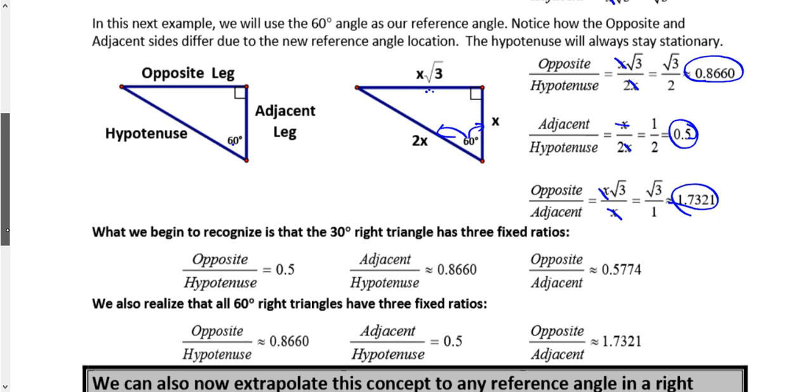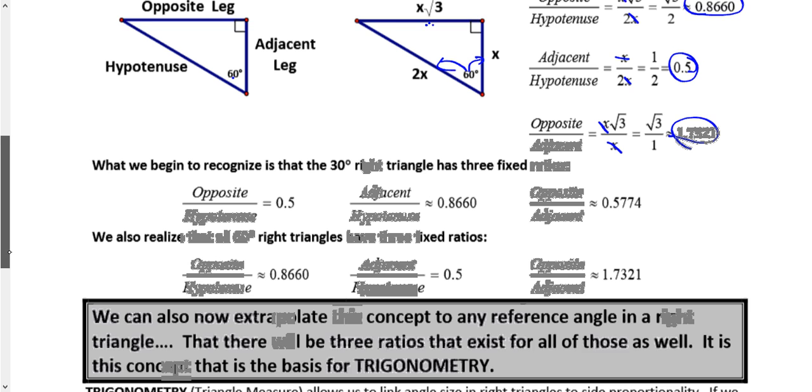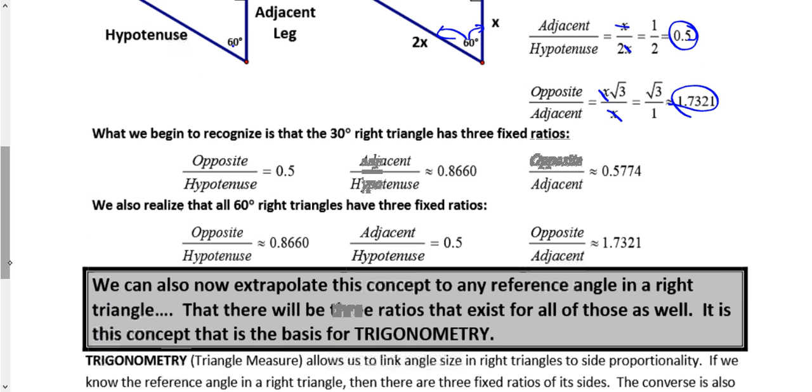Now, in any triangle, you also round to the nearest, I would say, 10,000. Tenths, hundredths, thousandths, ten-thousandths.